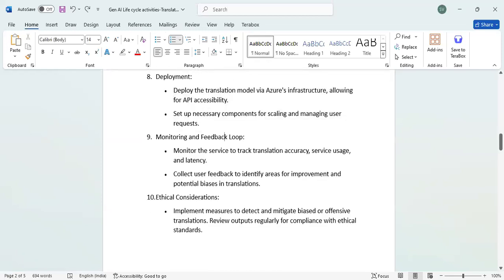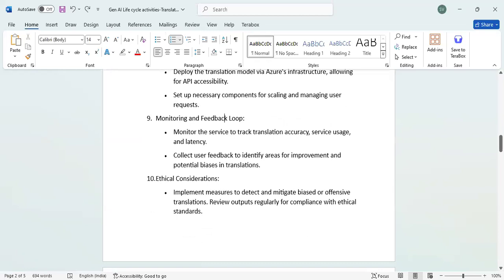Then monitoring and feedback loop. Monitor the service to track translation accuracy, service usage, and latency. Latency is when you submit the request, how much time it takes to get the response, the converted documents. Collect user feedback to identify areas of improvement and potential bias in translations. If there are some issues in these translations, it all depends on the screen options we selected.